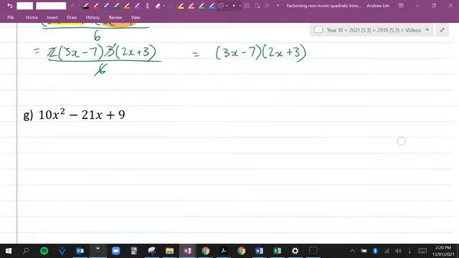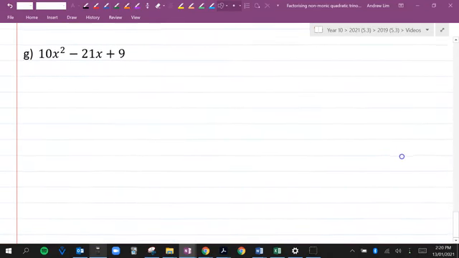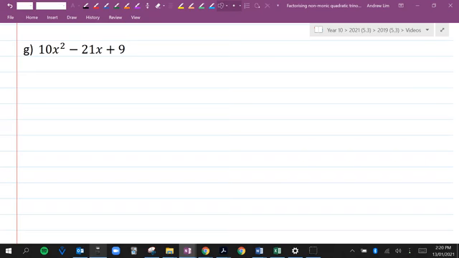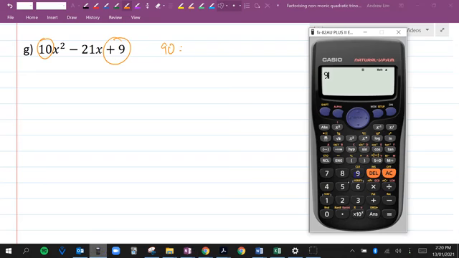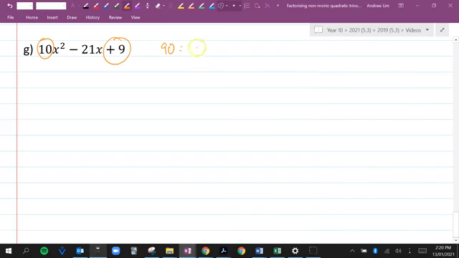Okay, pause the video, have a go with the very last question, question G. Right, so I'm going to multiply 10 times 9 is 90. Two numbers that multiply to 90 but add to negative 21. I think it's 6 and 15. Good, which means they both have to be negative. So negative 6 and negative 15. Okay, because negative times negative gives us a positive answer. And we add them together, we get negative 21.